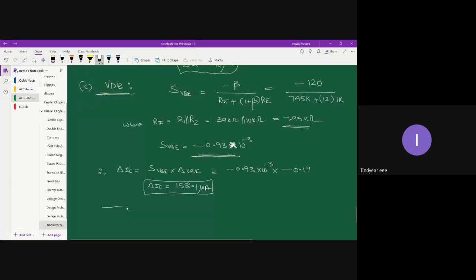So this is how you solve the stability problems. Very simple, formula driven. The only thing is that you must solve and practice the stability expressions. Fine, so that's all. That's the end of module 1. Tomorrow let me start with module 2. It won't take much time to complete module 2, because the concepts are already being discussed in module 1.